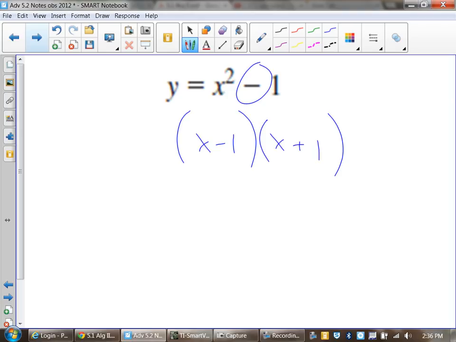What happens here when you FOIL that out? The middle term goes away. When you FOIL that out, you get x squared minus x plus x minus 1. x squared minus 1. It's called a difference of squares. Anytime your first term is a perfect square and your last term is a perfect square, it falls in the pattern of square root of the first, square root of the last, plus minus.